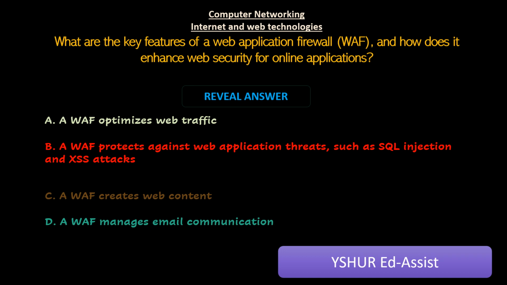for online applications? A. A WAF optimizes web traffic. B. A WAF protects against web application threats, such as SQL injection and XSS attacks. C. A WAF creates web content. D. A WAF manages email communication.